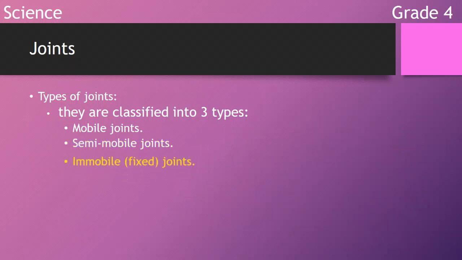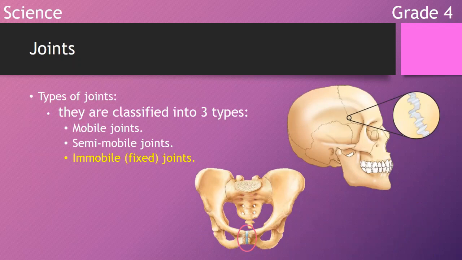The third one is immobile or fixed joints. Fixed or immobile means that something cannot move at all. So, immobile or fixed joints are like the joints of our skull or the pubic joints.